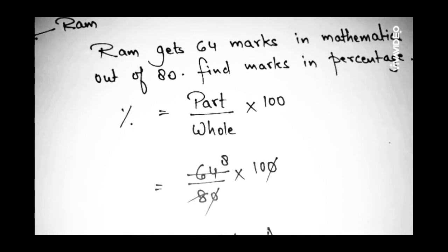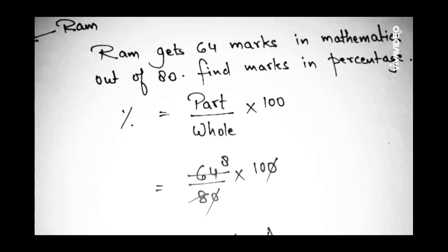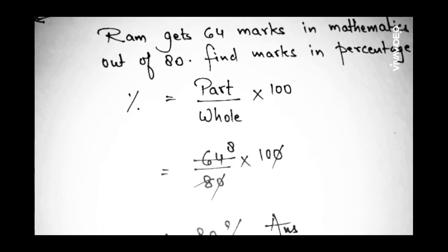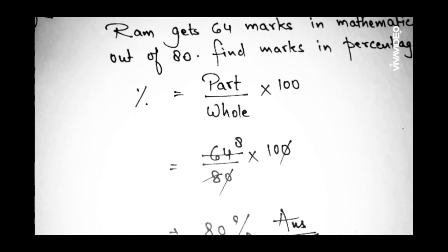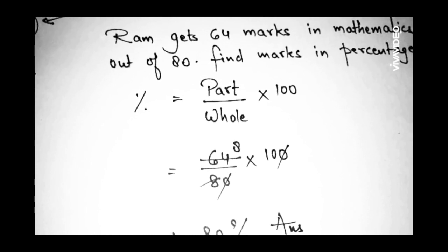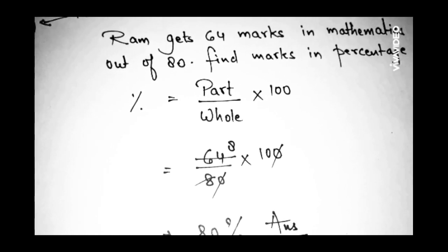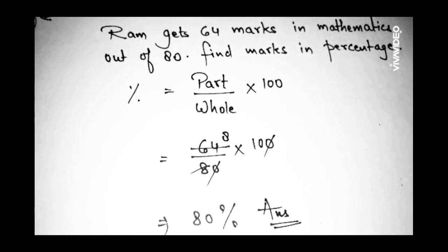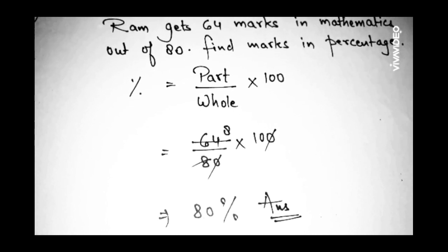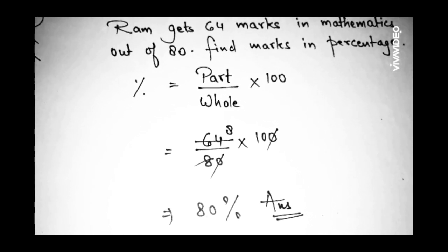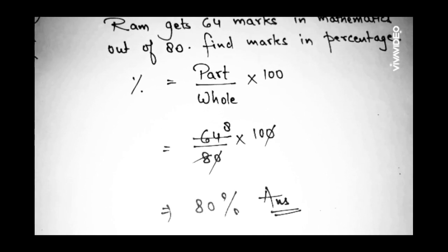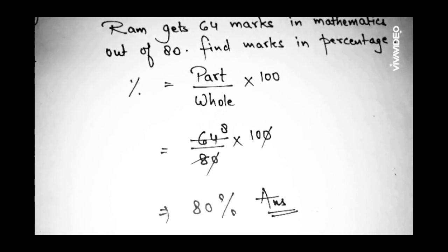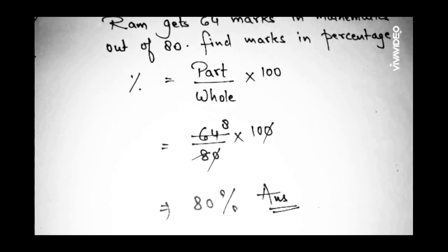64 out of 80. Now we have to find his percent mark. It's very simple. We had discussed that when we are finding percent, we have to do part by whole into 100. So the marks got by Ram is 64 out of 80. That means 64 upon 80. And when we are finding anything into percent, we have to multiply the given number by 100. So 64 upon 80 into 100. So the percent marks of Ram in mathematics is 80%.